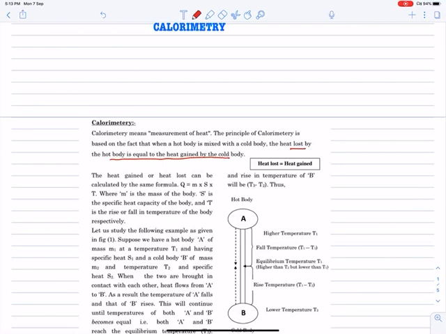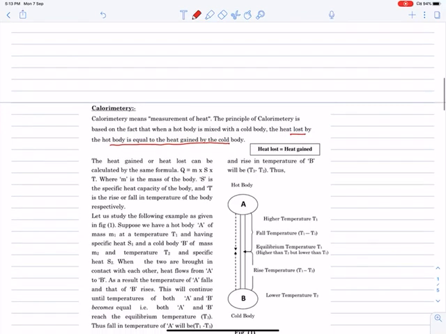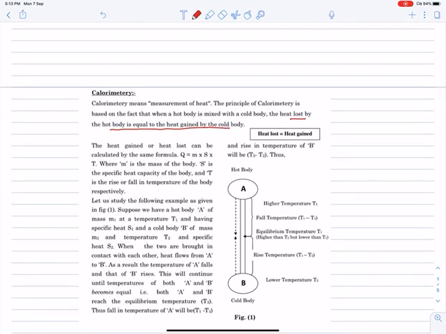So the heat lost by the hot body is equal to the heat gained by the cold body. Obviously, the body that is at higher temperature will be hot, and the body which is at lower temperature will be cold. It is common sense. Now we can understand in depth how to use this and how to solve numericals based on calorimetry.